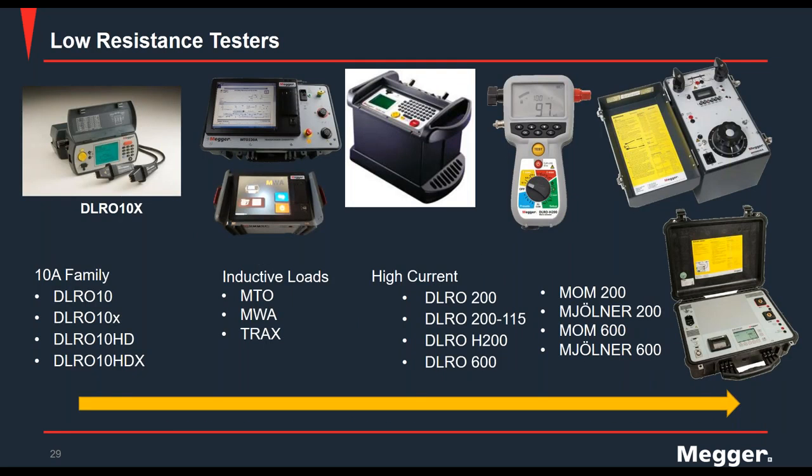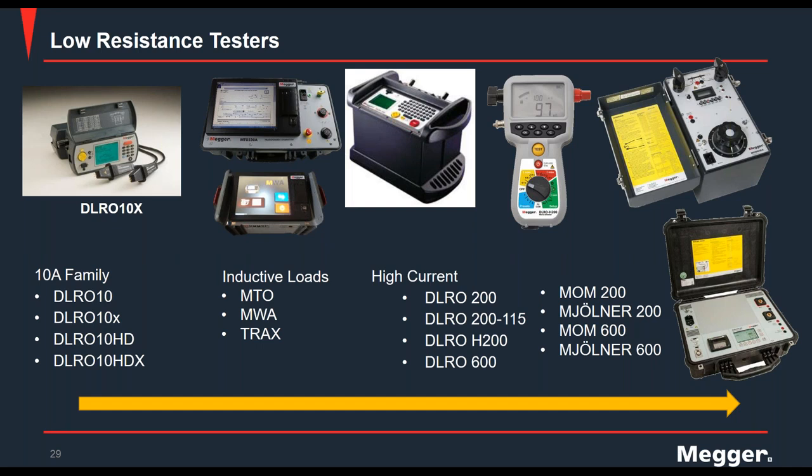Now let's look at some low resistance testers. They're spread across pretty much the entire spectrum of resistance values and current ranges. From the left to the right, you can see you have the 10 amp family with the DLRO 10, the DLRO 10X, the DLRO 10 HD, and the HDX variants. Then if you had to measure inductive loads such as motors or transformers, you have our MTO series, our MWA series, and the track series.